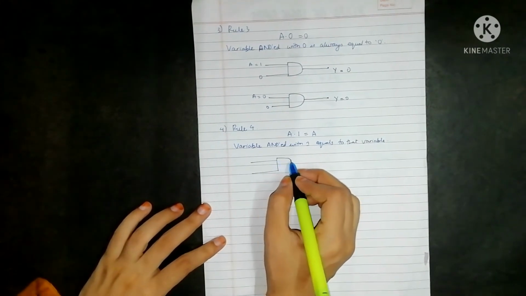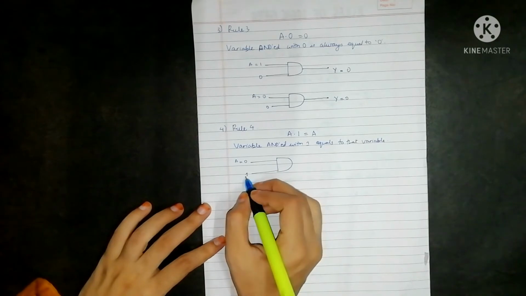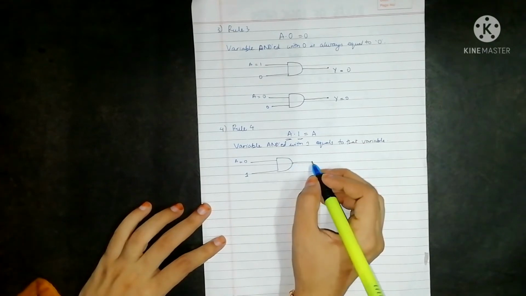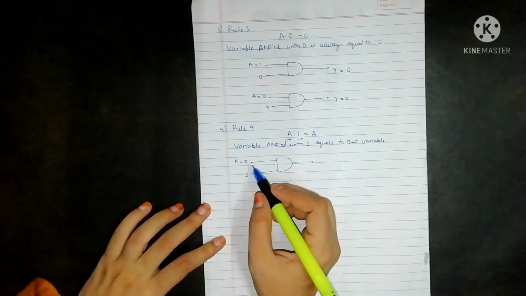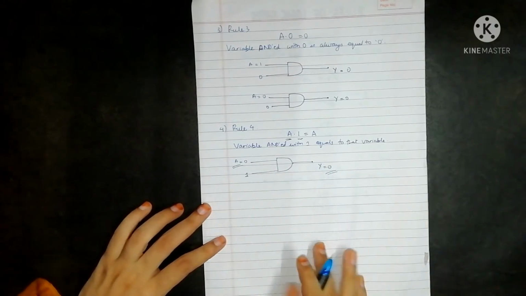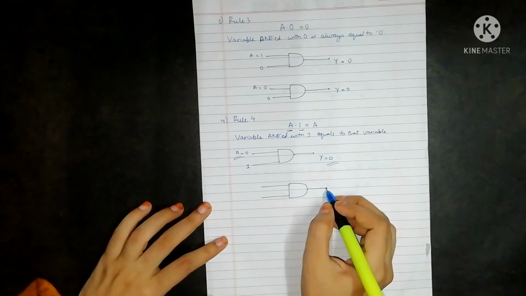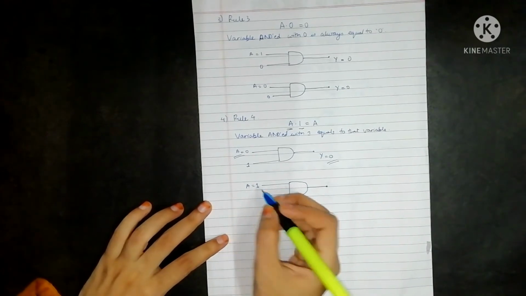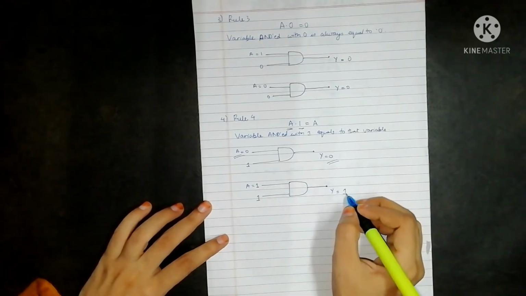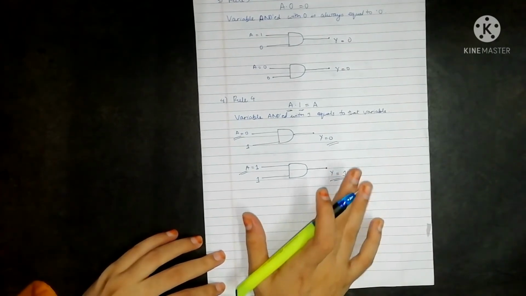This is my AND gate, and this is my variable. Take variable as 0 and I am going to AND it with 1. So the output obtained is going to be the same variable. So 1 into 0 is going to be 0. The variable was 0 and the output is also 0. In the next case, take the AND gate, put the variable to be 1 and AND it with 1. So the output obtained is 1 into 1, that is 1. Variable was also 1, output was also 1. This is rule number 4.